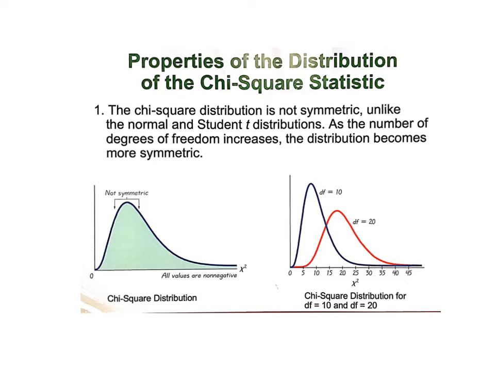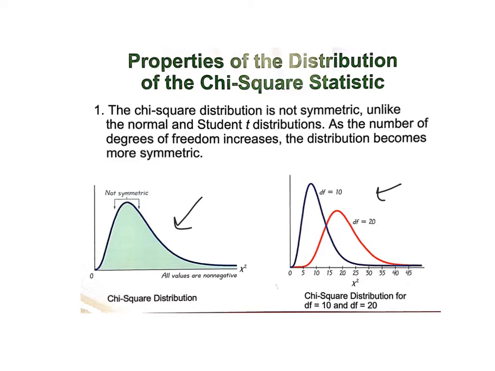And here's a picture of what it looks like. Notice, this is basically what it looks like right here, the chi-square distribution. Notice it is not symmetric whatsoever. The bigger the degrees of freedom, the more symmetric it becomes. If you look at this picture, degrees of freedom 10 is the blue one, degrees of freedom 20 is the red one. The red one is much more symmetric than the blue one, which basically means the bigger your sample size, the more symmetric it's going to look, but it's not going to be fully symmetric.